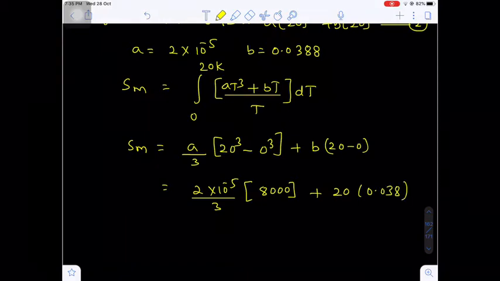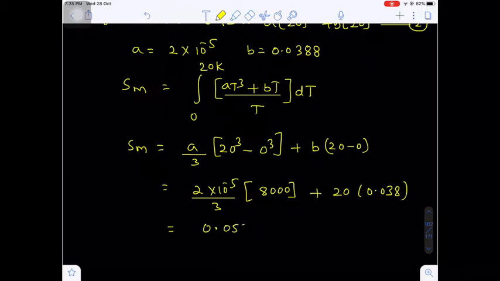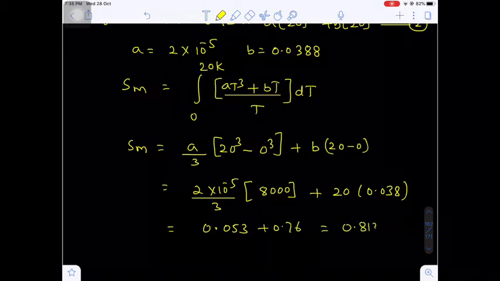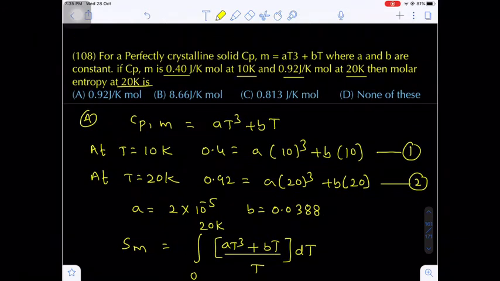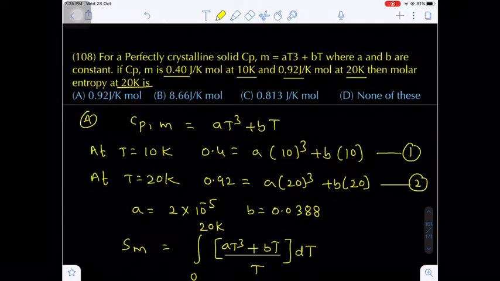0.0388. So after complete simplification you will get 0.053 plus 0.76, which is equal to 0.813 joule per Kelvin per mole. The final answer will be what? 0.813 joule per Kelvin per mole. This is the C option.